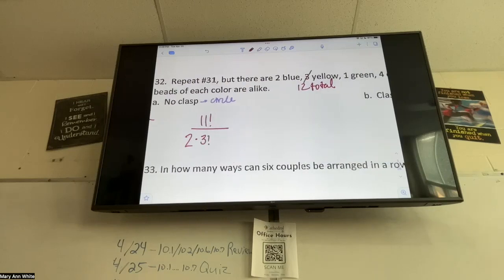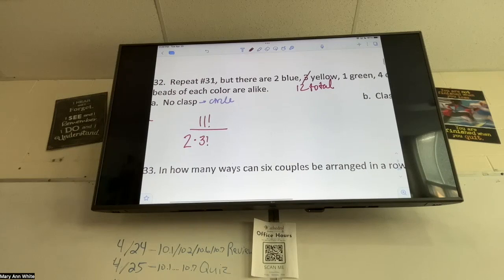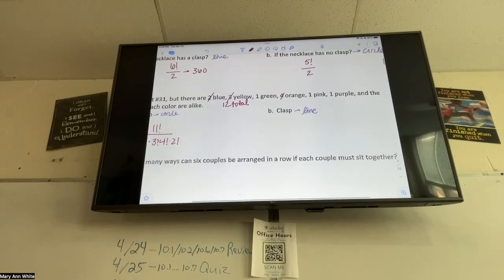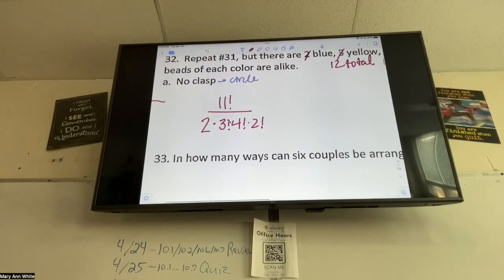Good. 3 factorial is my yellow. 4 factorial is my orange. And then 2 factorial is my blue. And nothing else repeats, so we don't have to worry about the green or the pink or the purple. And I'm actually okay just leaving it like this: 11 factorial divided by 2 times 3 factorial times 4 factorial times 2 factorial.